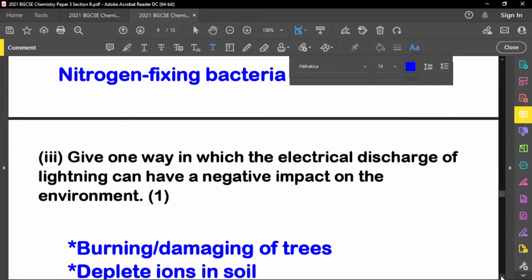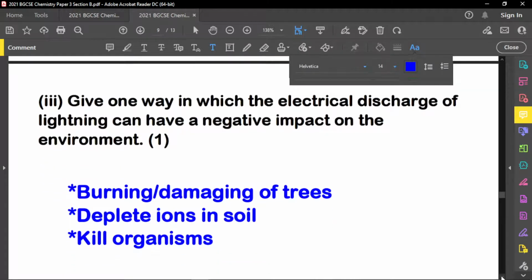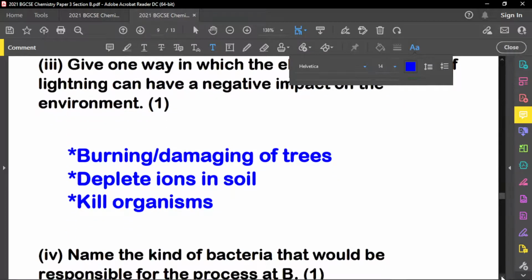For part 3, it's to give one way in which the electrical discharge of lightning can have a negative impact on the environment. There are many ways that lightning can destroy the environment. One is by burning or damaging trees. It could cause the trees to react because, again, it's charge and all living things have some charge in them. It can also deplete ions in soil, because ions have charge and lightning will bring some charge as well. And it may even kill organisms.